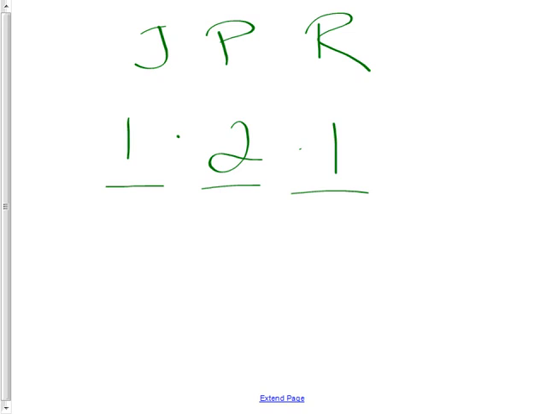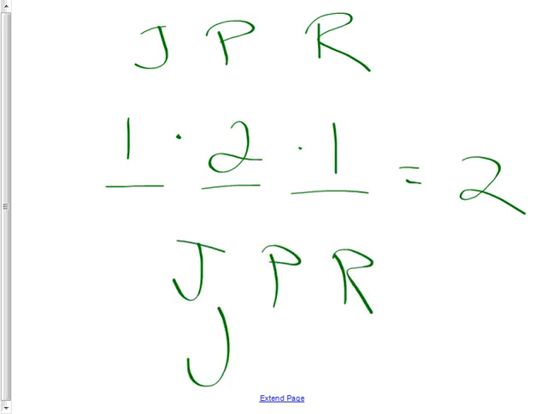You always multiply your choices. This is something I'm going to keep saying over and over again, so listen to it. Whenever you have choices in these problems, you multiply your choices together. You never add 1 plus 2 plus 1. That wouldn't make any sense. You multiply them. So that comes out to 2. There'd only be 2 ways to do it if John has to be first. It's either John, Paul, and Ringo, or John, Ringo, and Paul.